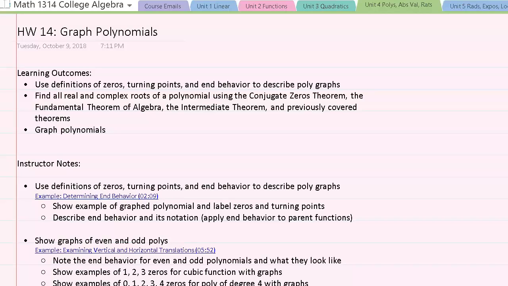This video introduces the topic of finding real and complex zeros as well as graphing polynomials. The learning outcomes are to use definitions of zeros, turning points, and end behavior to describe polynomial graphs; to find all real and complex roots of a polynomial by using the conjugate zeros theorem, the fundamental theorem of algebra, and the intermediate value theorem, as well as the previously covered theorems; and finally, to use this information to graph polynomials.